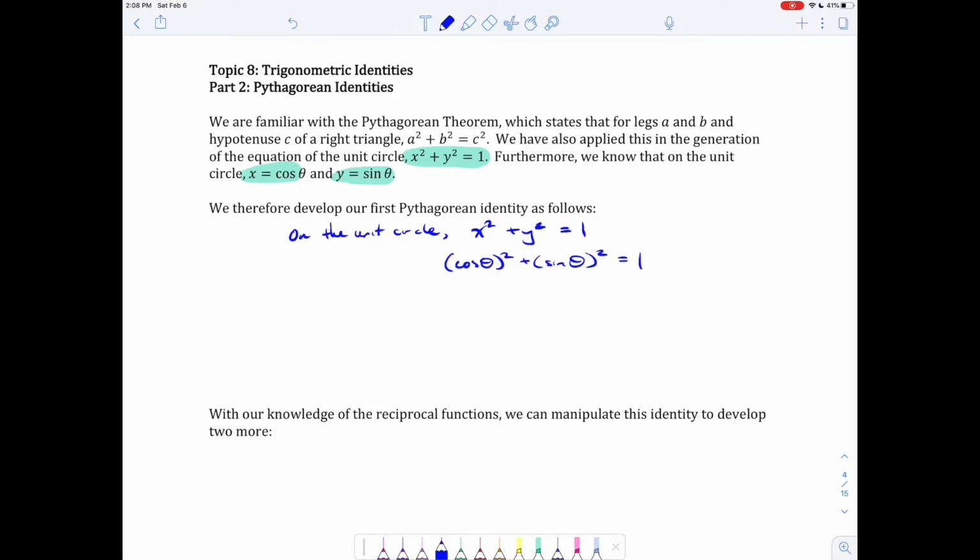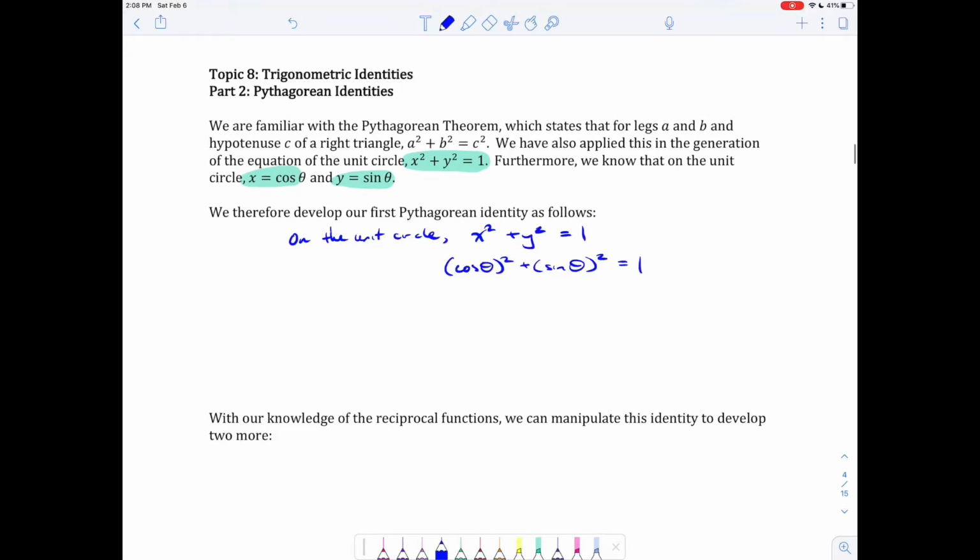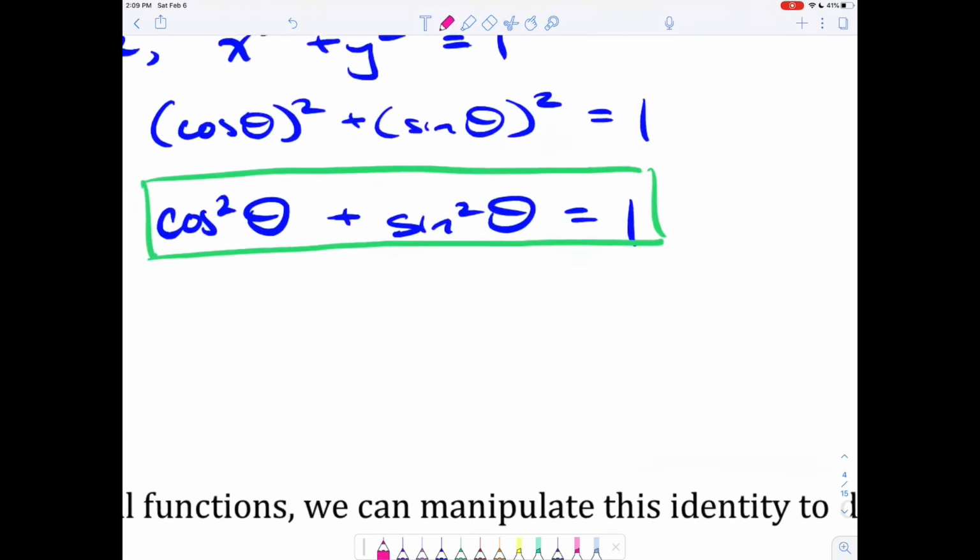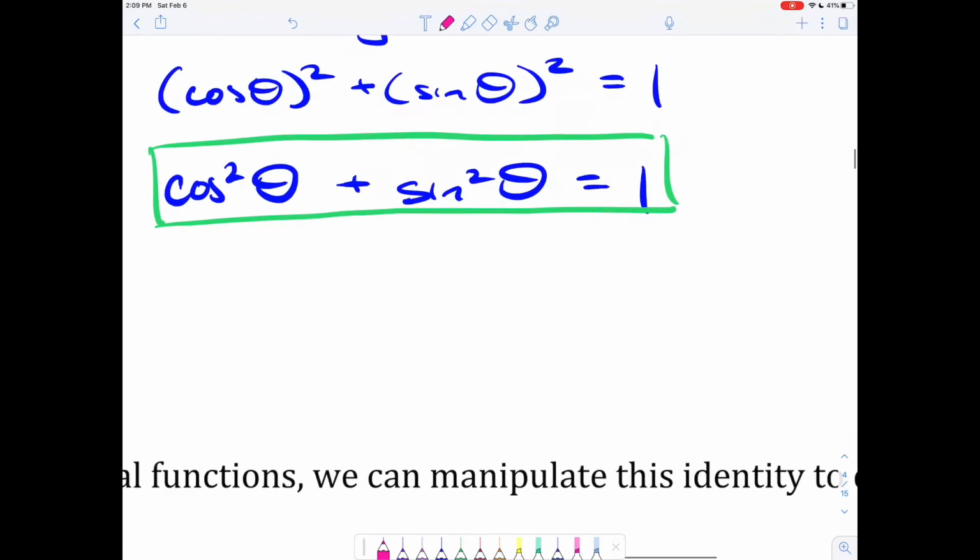In simplifying this, cosine theta being squared is just written as cos squared theta. And sine of theta being squared is just written as sine squared theta. And this right here is the first Pythagorean identity. No matter what the value of theta is, it'll always be true that cos squared theta plus sine squared theta is equal to 1. Now we can also represent this in some alternate forms.